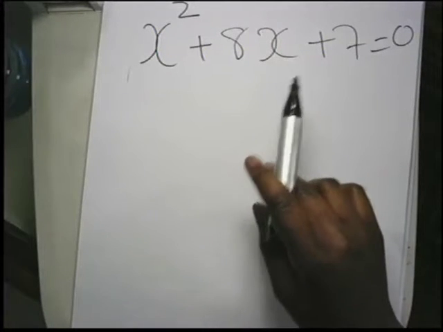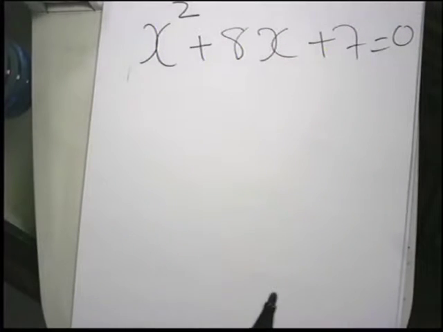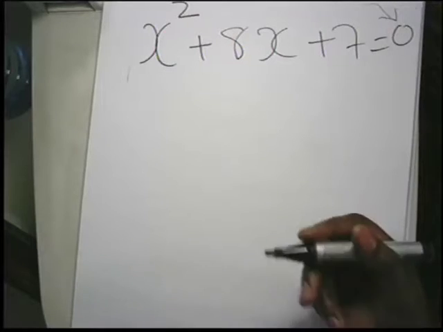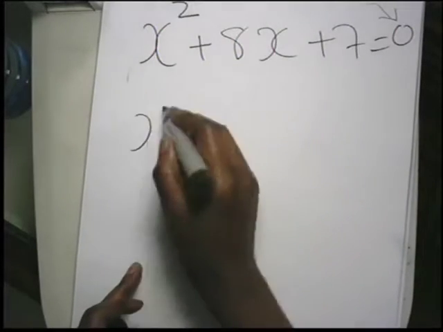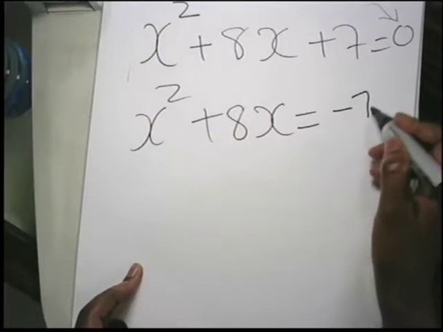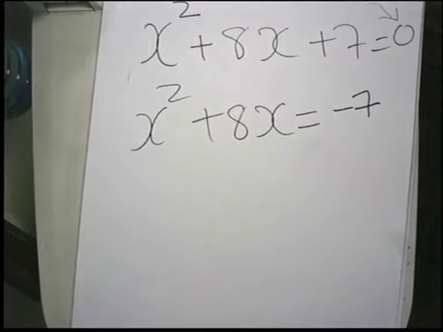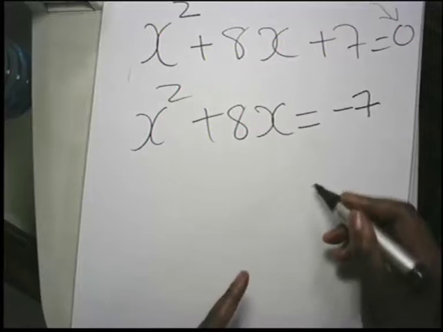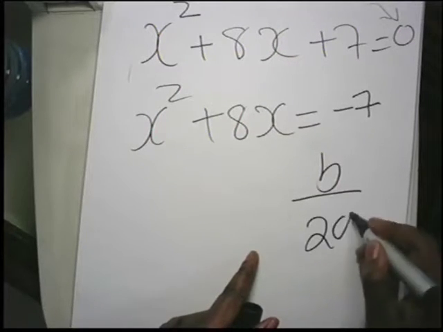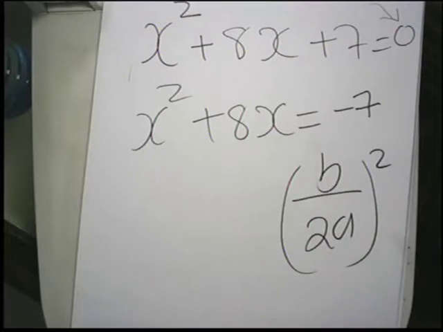Okay, now the first step in the completing the square method is to move the constant to the other side of the equation so that you remain with x to the power of 2 plus 8x equals minus 7. When you take positive 7 to the other side, it becomes a minus. Okay, and then the next thing is to add (b over 2a) squared on both sides.